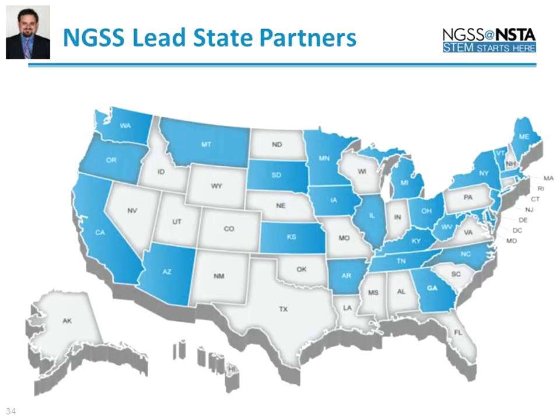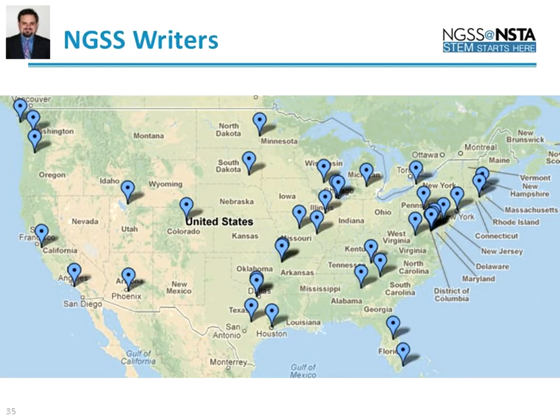And so 26 states worked together on the standards. There was a committee with a representative from each state, usually the state science supervisor, who really made decisions about what the standards should be like. And then each state had a review committee that would work through and provide feedback on the standards. And then there were 41 writers spread across the country working on the standards. You can see where they were all from.